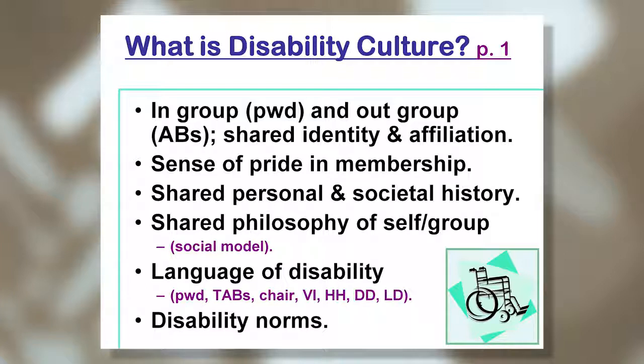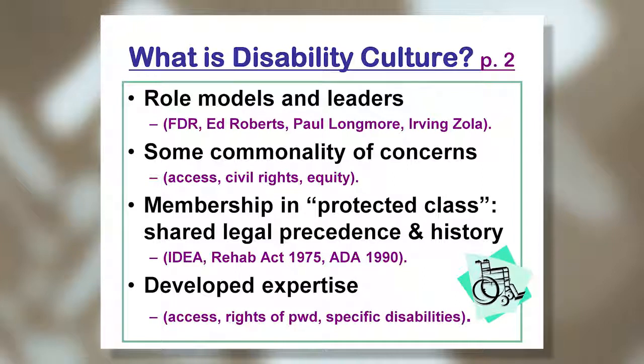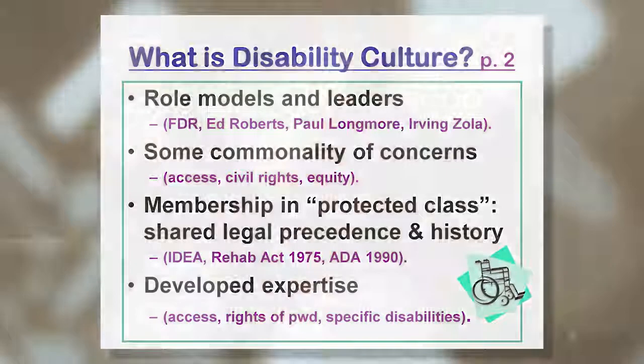And then there's disability norms. For example, if I'm walking on crutches, I might hold something in my teeth because I don't have hands available, and that would just be normative in my community. We have role models and leaders. We have commonalities of concern. We have membership in a protected class. And we've developed expertise in things like what is accessible, what are the rights of people with disabilities. We know a lot about specific disabilities.